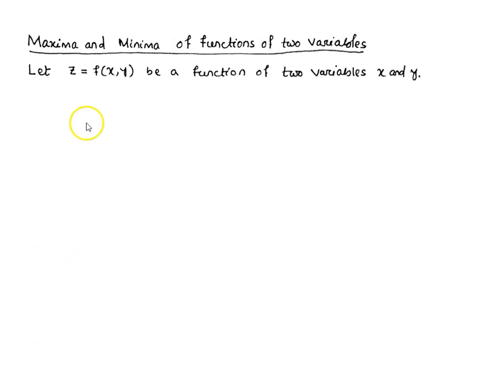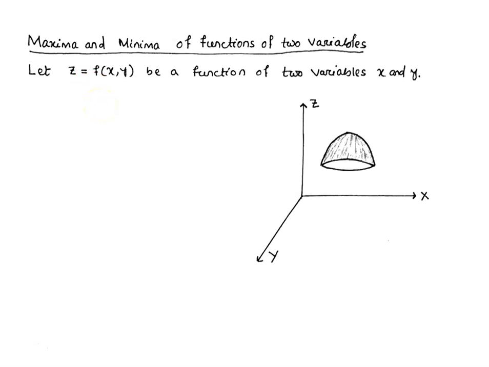Here we have a function z, which is a function of two variables x and y. We know that a function of two variables is represented in a three-dimensional space. Here we have the x-axis, y-axis and z-axis, and this surface represents the function f(x,y). Now to find the maximum value of this function, we have to find a point where the function has a maximum value.